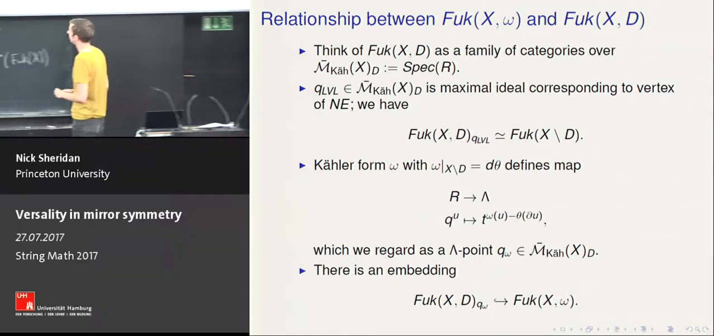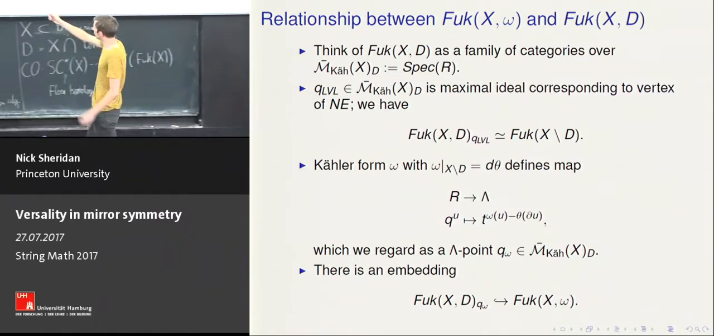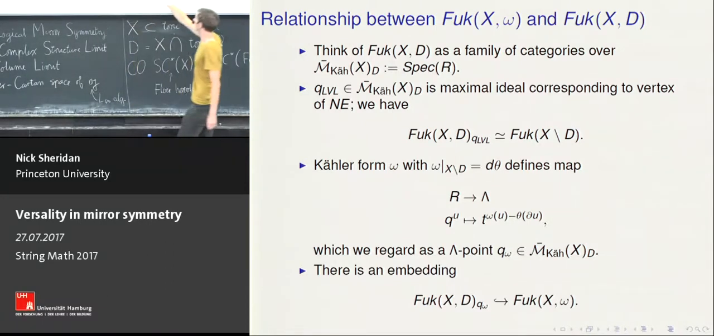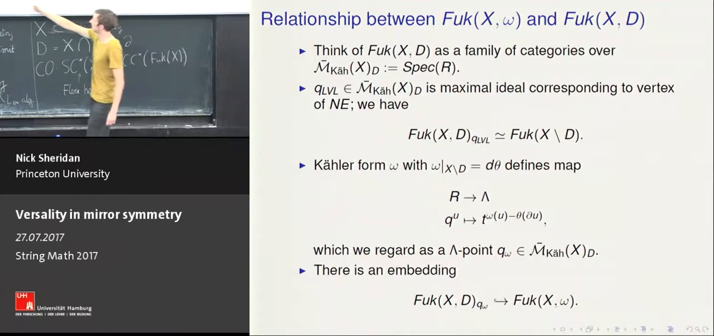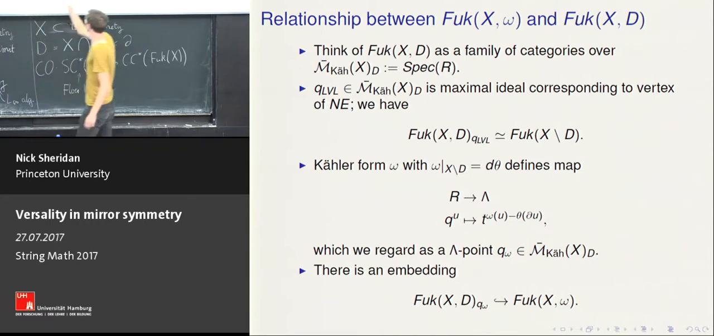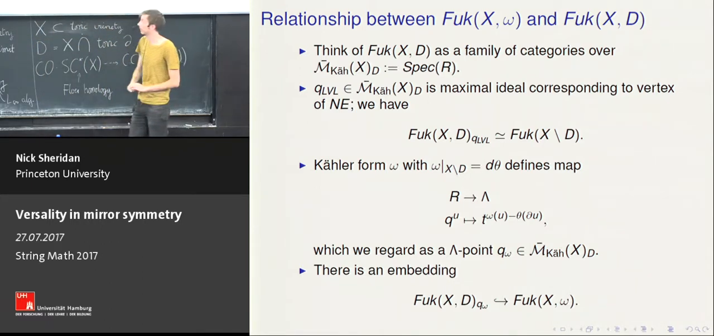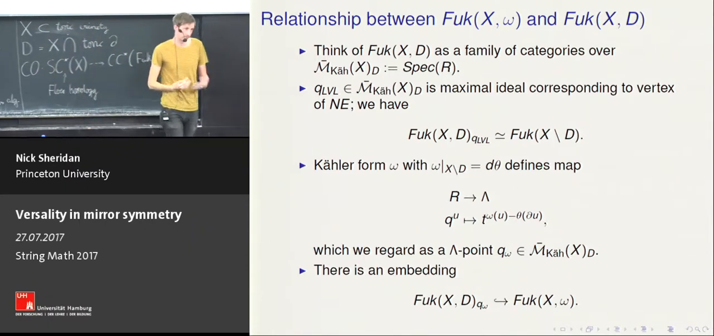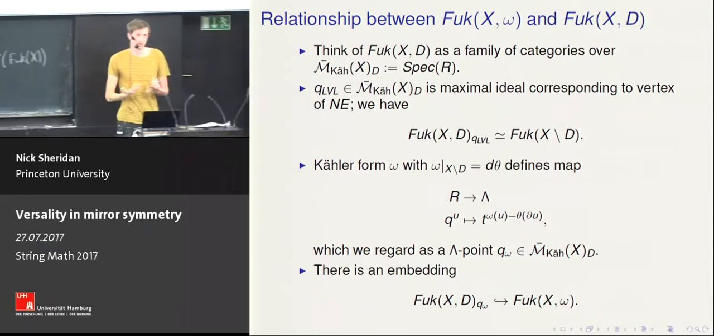Okay. And I should point out that this category has many fewer objects than this one. This one has only Lagrangians that don't intersect D at all. And this one has any Lagrangians we like. But in many situations, you can show that the image generates this category, so that doesn't concern us.